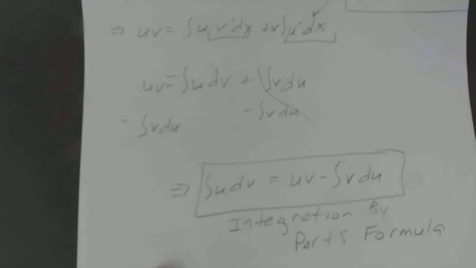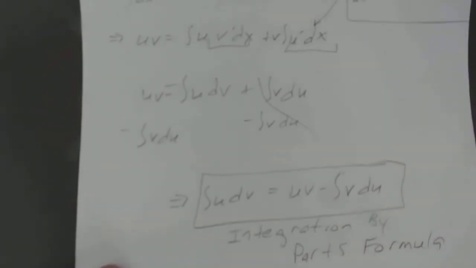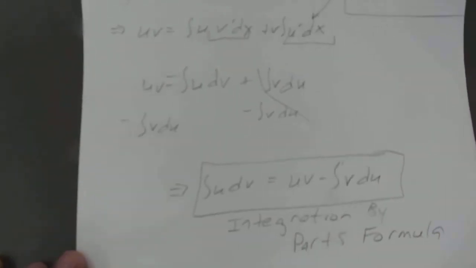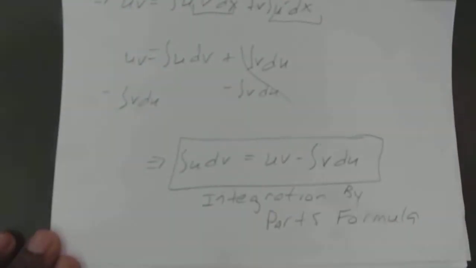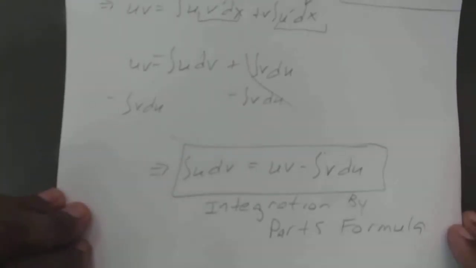Okay. So for this one, probably the most confusing part is picking which part to be your u and which part to be your dv. And I'll show you what I mean in 1 second. So I'll leave that up for a few seconds in case anyone's still writing.